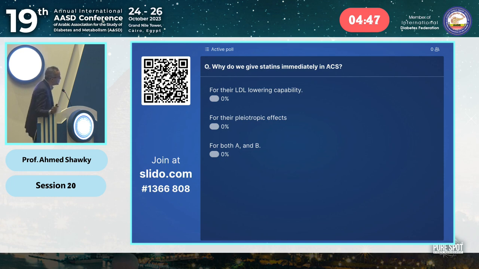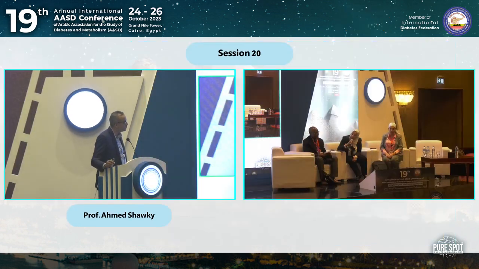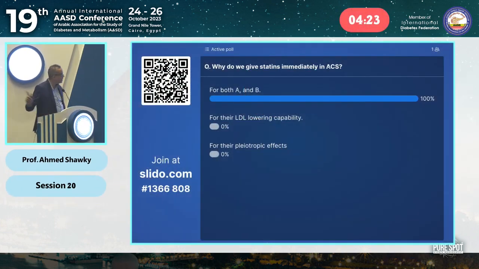Dr. Jamila, would you like to comment on this? Yes, there were ups and downs, pleiotropic effects, but I think we can have both, because maybe there are several effects of these statins, decreasing the fibrosis, decreasing the arrhythmias, so maybe I think both of them. Okay, that's a very good point.